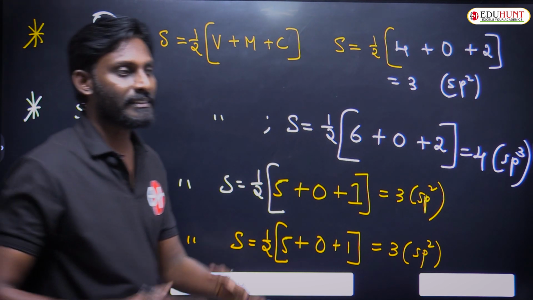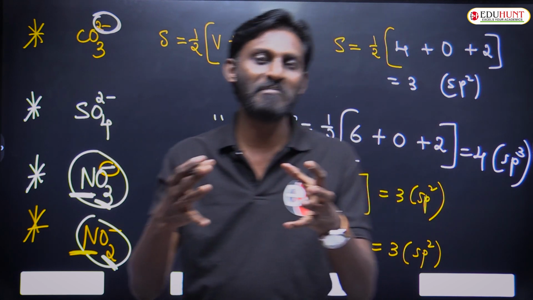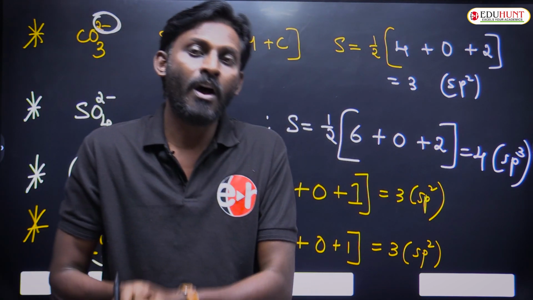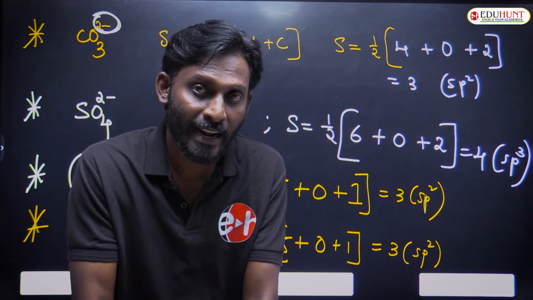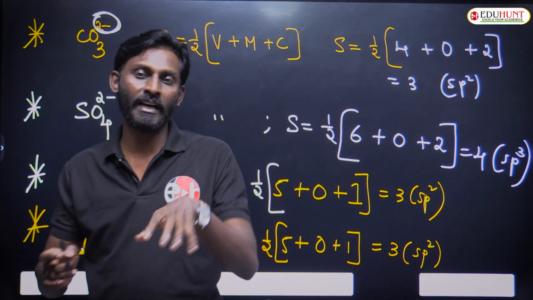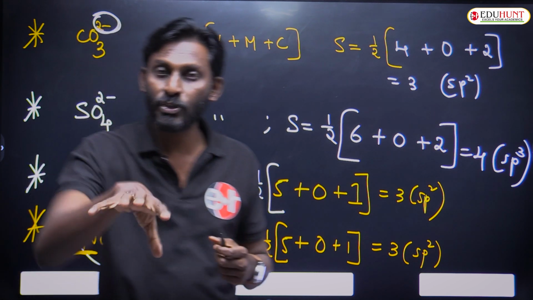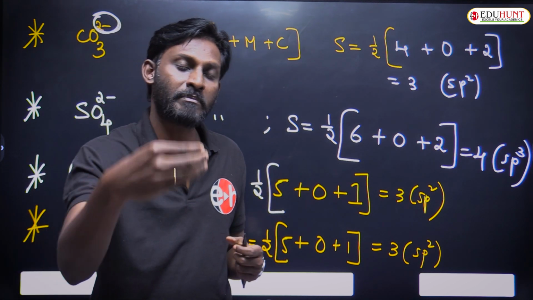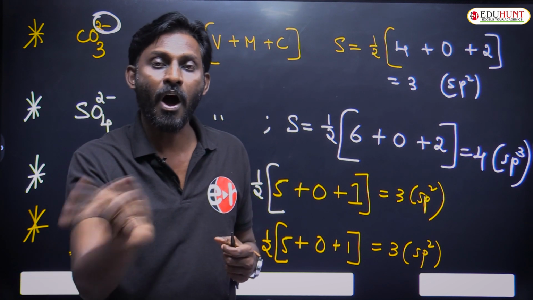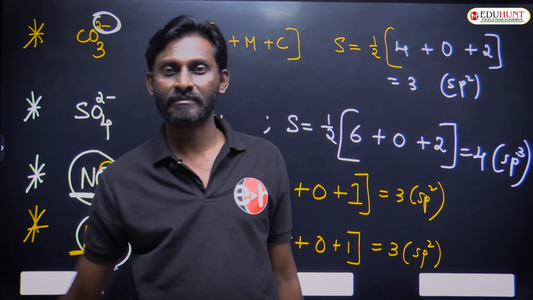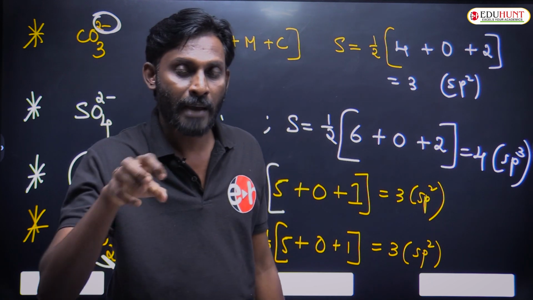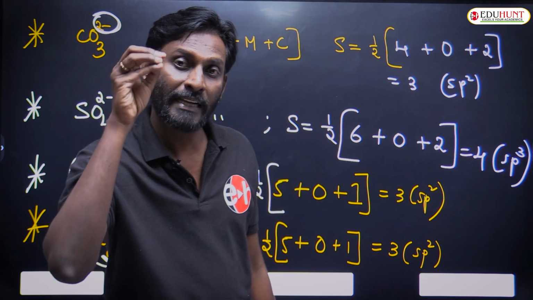Okay. So this is how you can determine the hybridization of a neutral molecule's central atom, or a cation's central atom, or an anion's central atom. But in the beginning, I told you that we must be in a position to determine the hybridization of the central atom by just looking at the formula or by looking at the structure. Okay, now I'll teach you how to determine the hybridization by just looking at the structure.